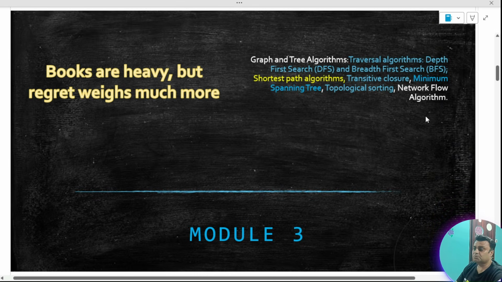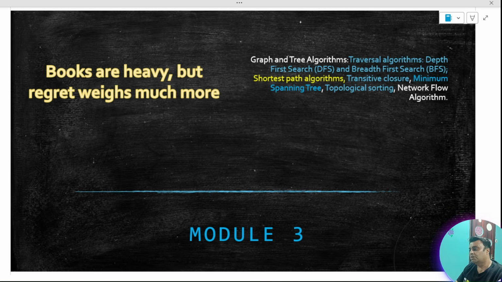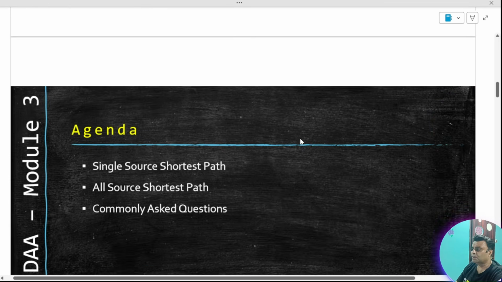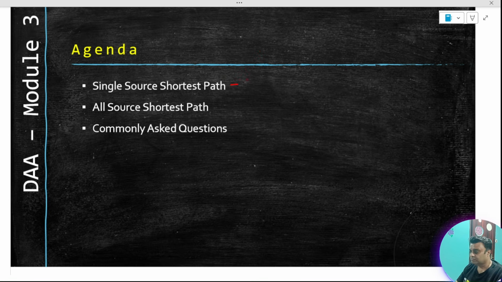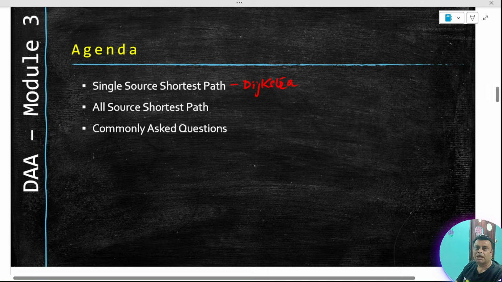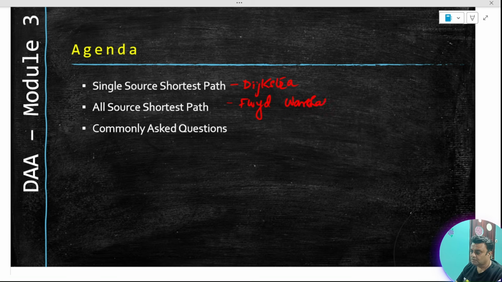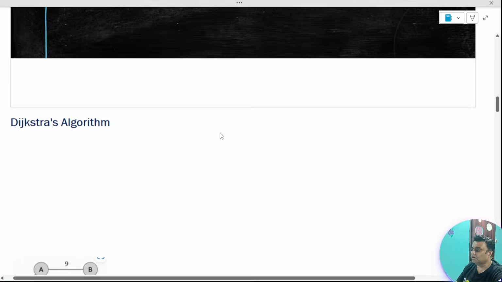We are attacking this portion of the syllabus in your module 3, which is shortest path algorithms. We would have just the network flow algorithm left in order to cover and complete this module. As discussed, we'll do single source shortest path, which is the Dijkstra algorithm, or Dijkstra as they call it. It's pronounced as Dijkstra, and this is called Floyd-Warshall. So these are the two algorithms we'll be covering, and of course we'll be doing a whole bunch of questions.